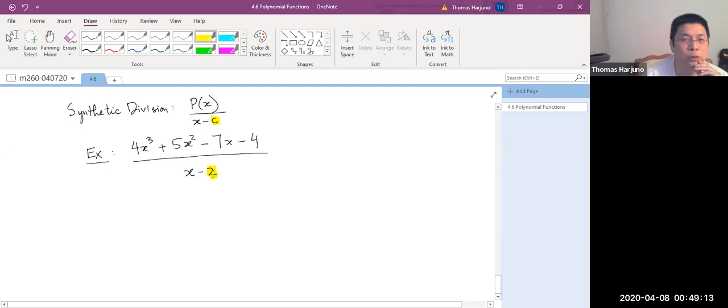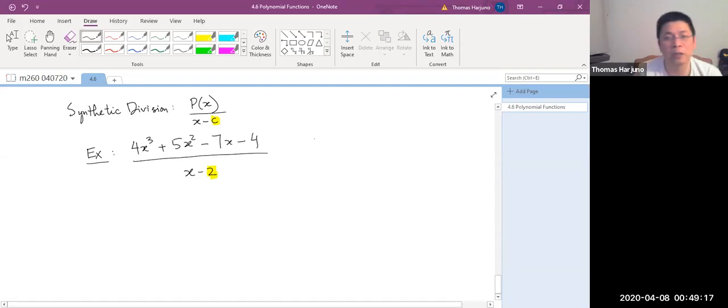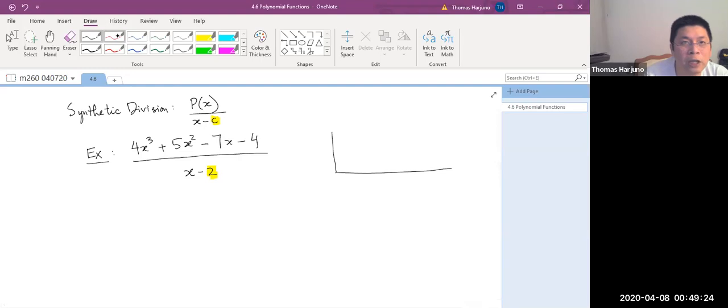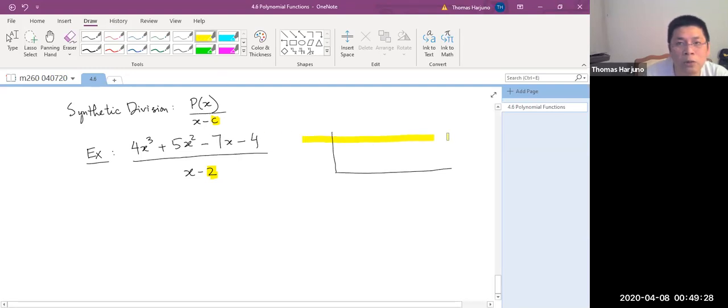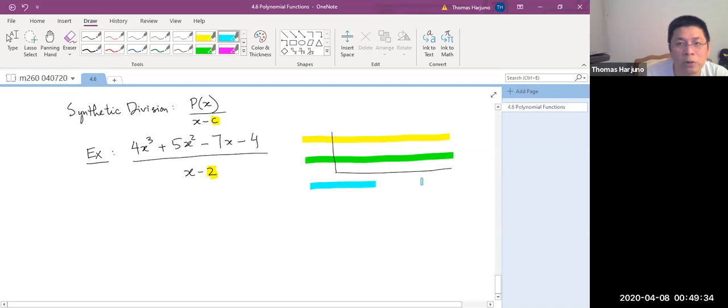The c is 2. Okay, now the way synthetic division is done is we will draw this kind of box. We have 3 rows in this box. Let me write it this way. There will be 3 rows in this box.